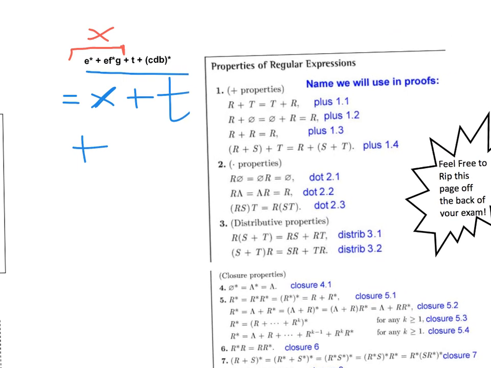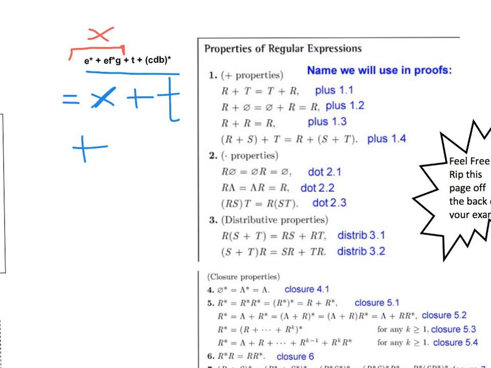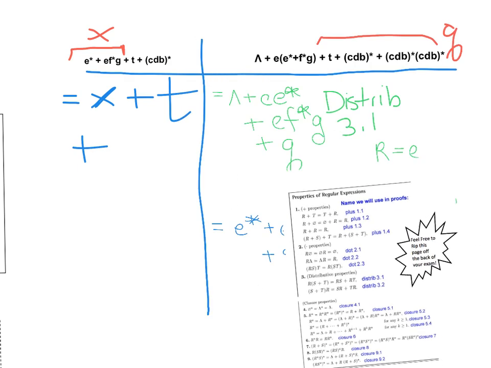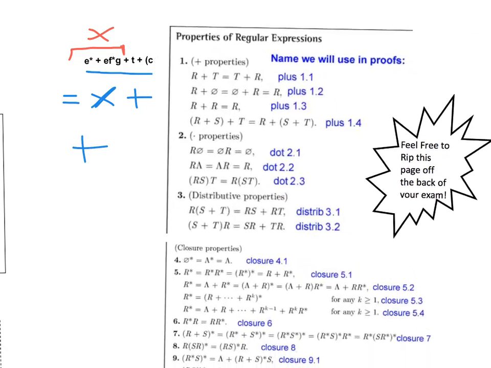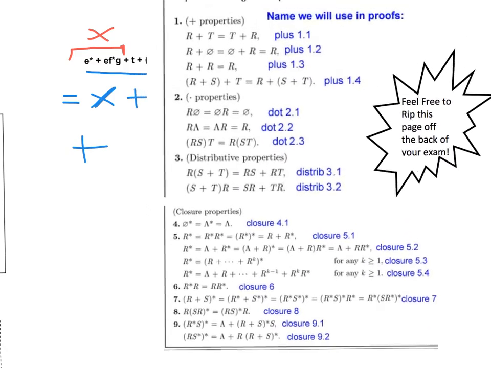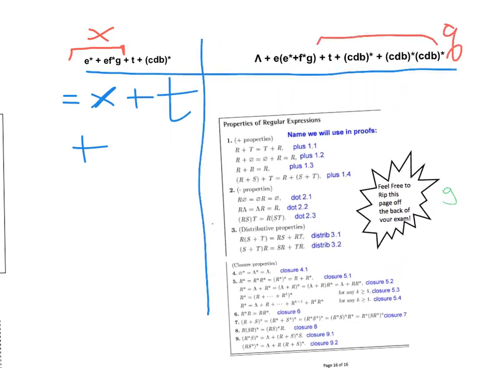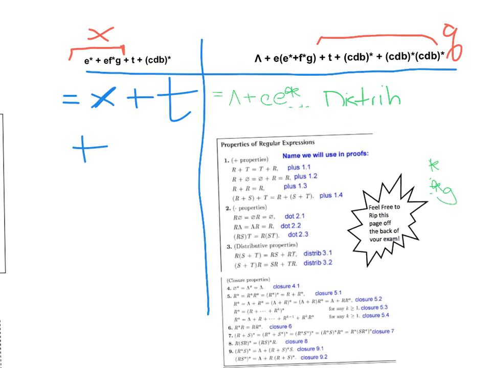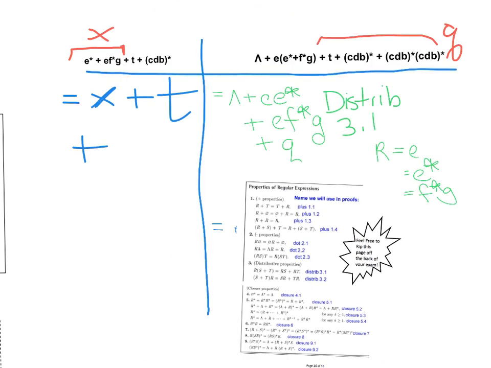Because if I just use plus 1.3, the R plus R equals R rule, because I happen to remember that R star equals R star, right? So I figure if I can get two of these CDBs, if I can take this guy and turn it into two added together, then I can turn it into one plain old one and one multiplied. Let me show you what I'm thinking.